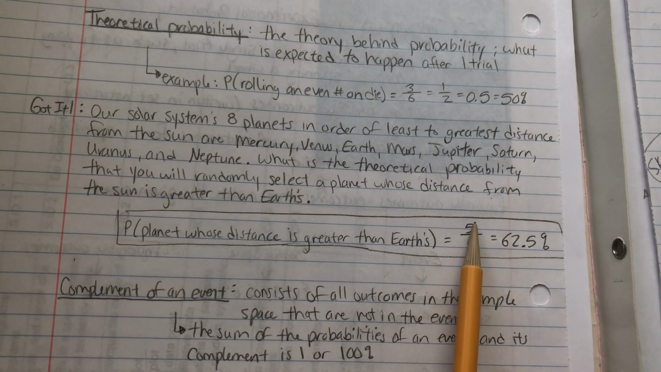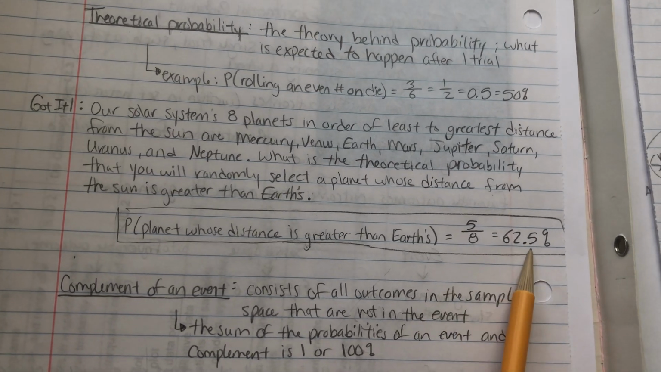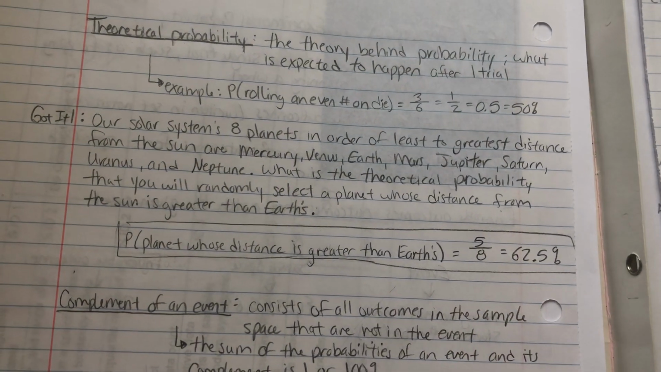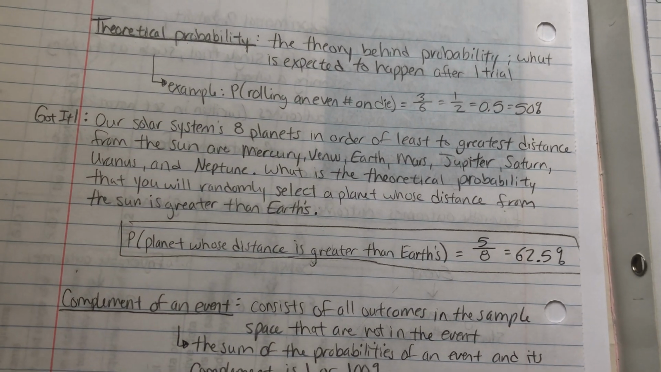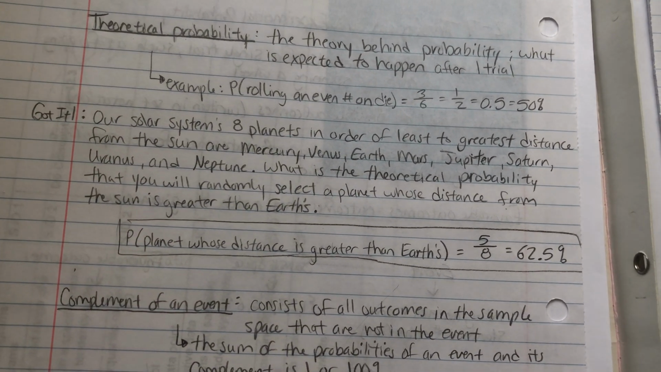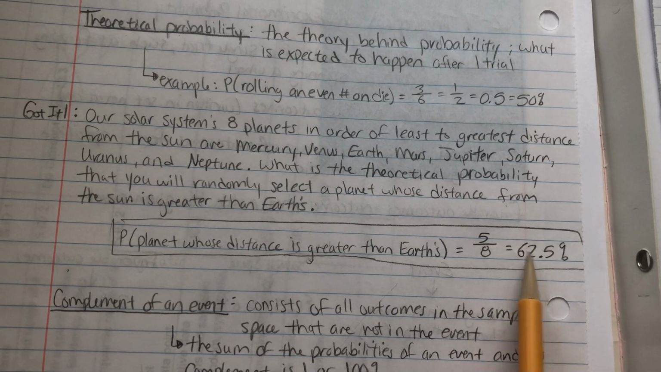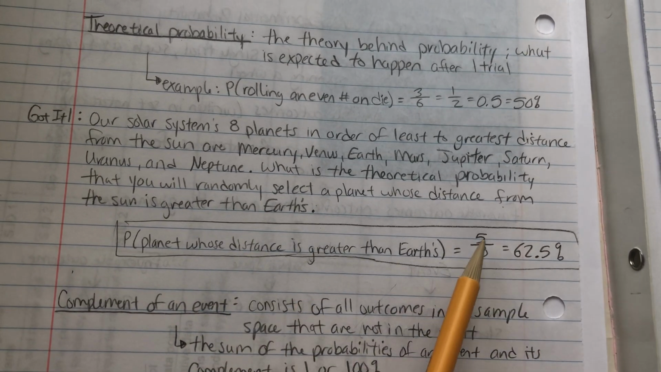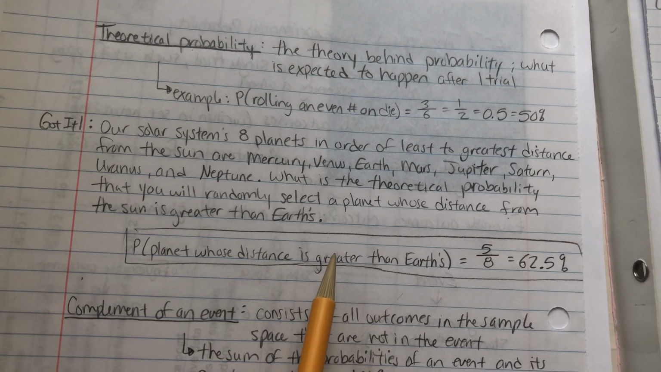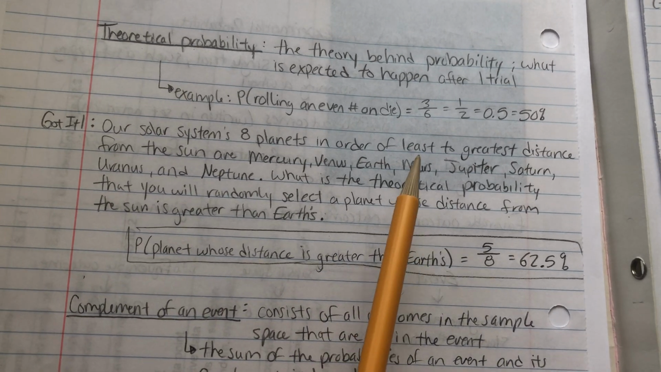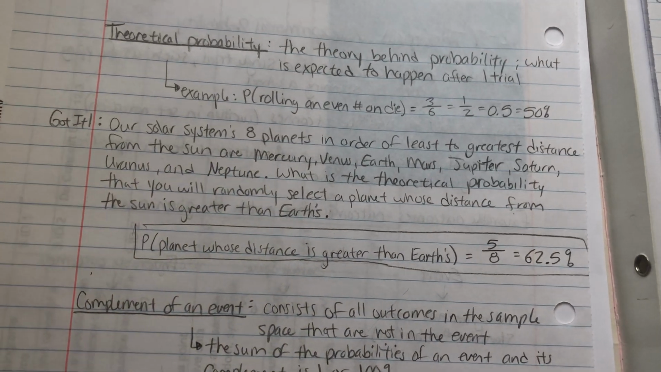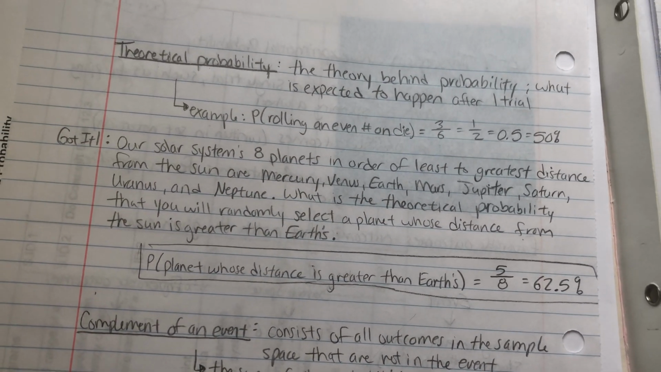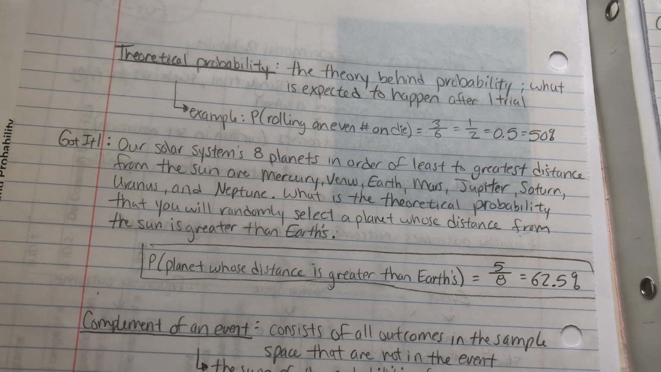You could either write it as 5/8 or 62.5%, or you could have left it as 0.625, but again, that just doesn't look as nice sometimes, especially with my students. They tend to use one of these two notations. And the reason why we got 5 favorable outcomes is we're not including Earth, but we're counting everything furthest. So 1, 2, 3, 4, 5. Okay, so that's a little recap of theoretical probability.